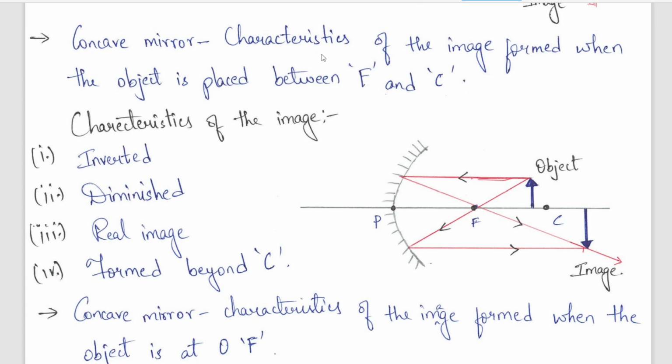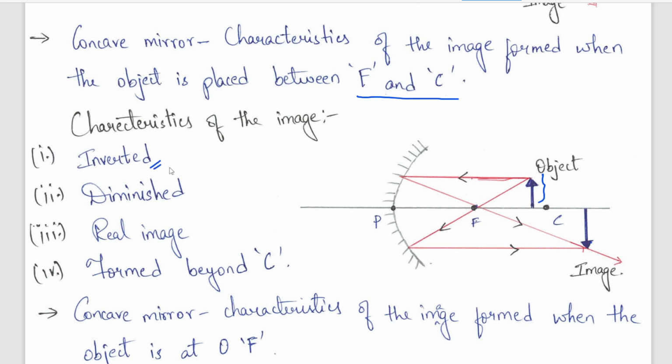Now let us see the characteristics of image formed when the object is placed between focus and center of curvature. So as you can see in this diagram, we are placing the object between focus and center of curvature, and we are getting an image beyond center of curvature, right? Let us quickly see the characteristics.